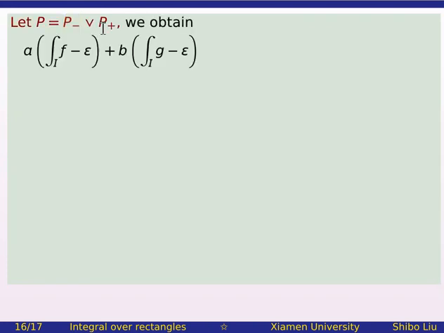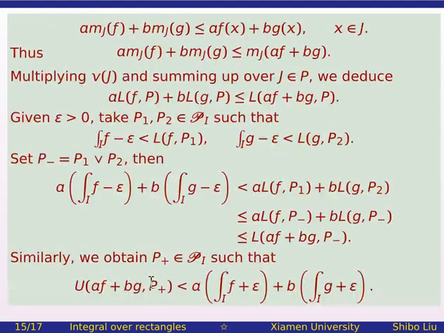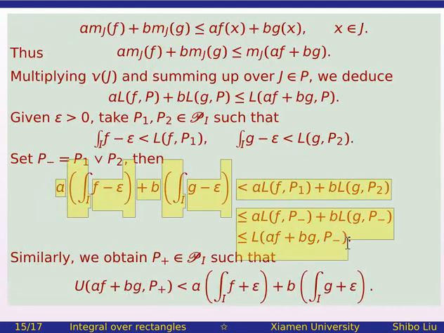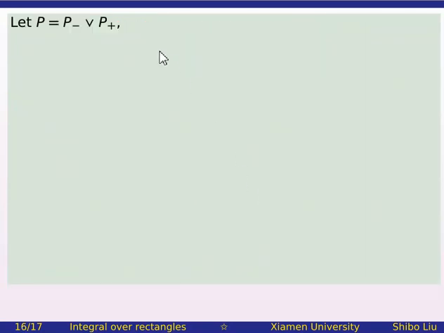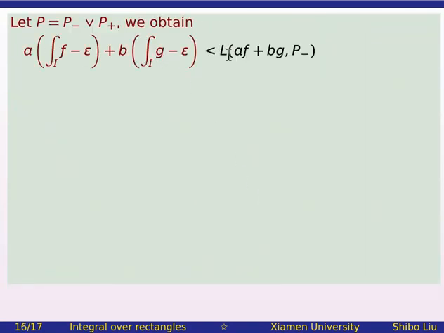Then we copy our previous result. We copy this inequality, decrease the integrals of f and g slightly, and make the linear combination controlled by the lower sum of the linear combination with respect to P minus. Okay, so we copy the argument. This is the inequality we obtained before.